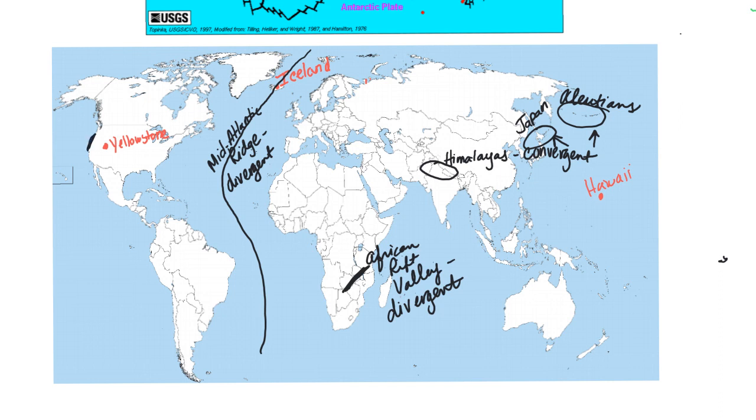And then over here off the coast of Oregon and Washington, we have our Cascades Mountains, which are volcanic mountains. So this is convergent. And this is where we have that subduction zone, and we have the volcanoes on land at that place. So those are the major locations that you need to know for your exam.